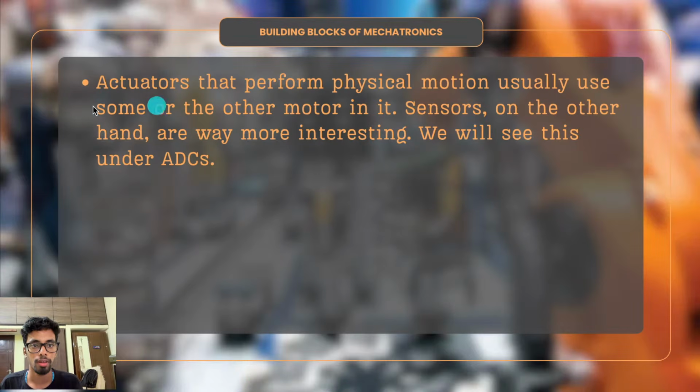Actuators that perform physical motion, the most common ones in robotics, usually use some form of motors, normal DC motors or servo motors. There's not much to explain other than how a motor runs. On the other hand, sensors are a little more interesting: how they actually measure voltages or components like pressure or humidity from the environment and translate it to something that a computer can read in binary. We will come to this topic under ADCs, analog to digital converters.